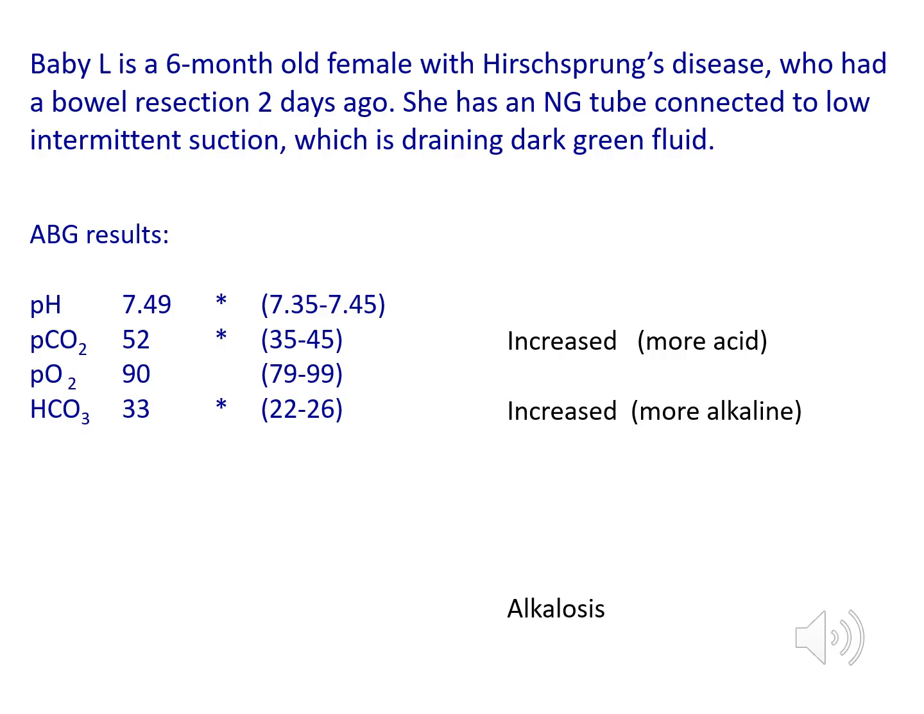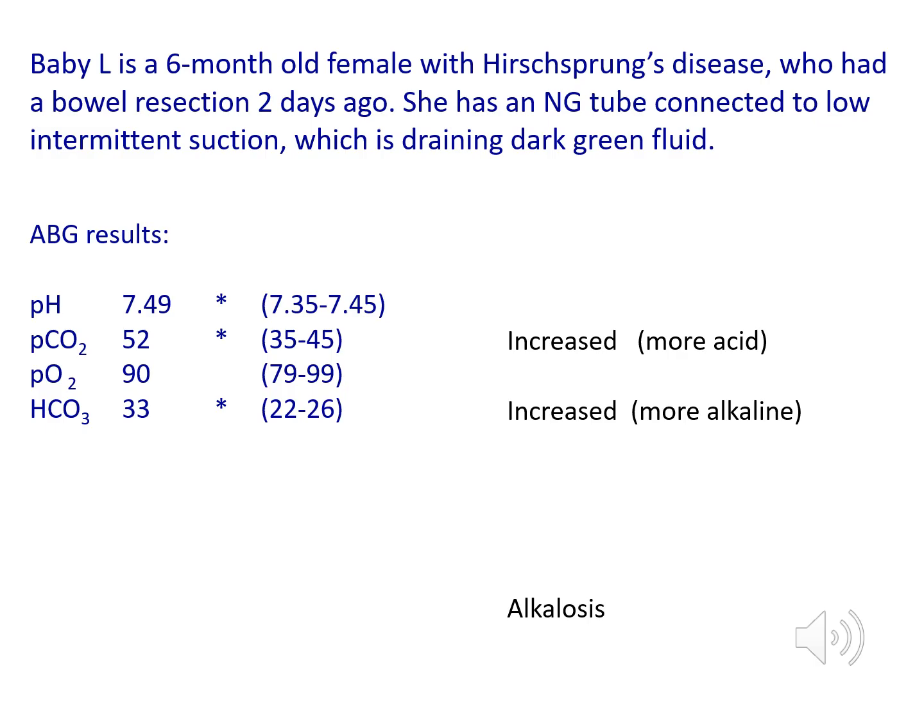All right, step number 2. Look at the PCO2 and the bicarb. Are they high, low, or normal? Okay, so the PCO2 is 52. That's on the high side. And if your CO2 is high, does that make you more acid or more alkaline?